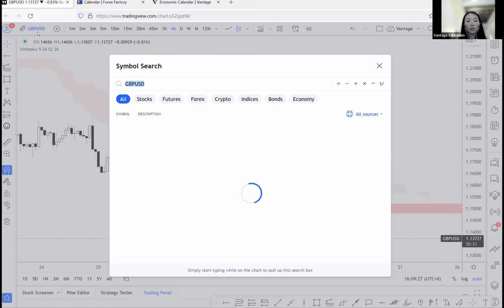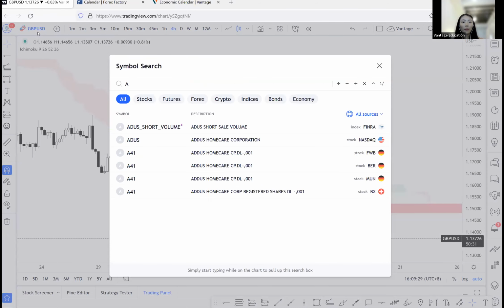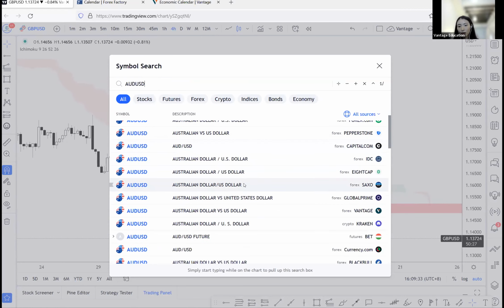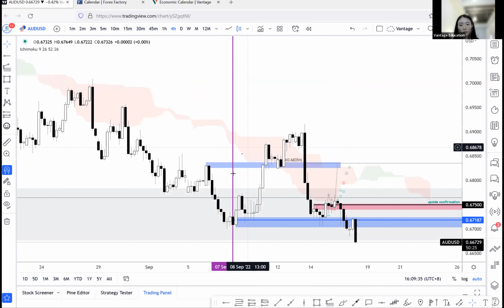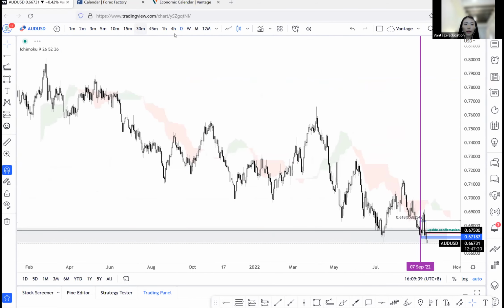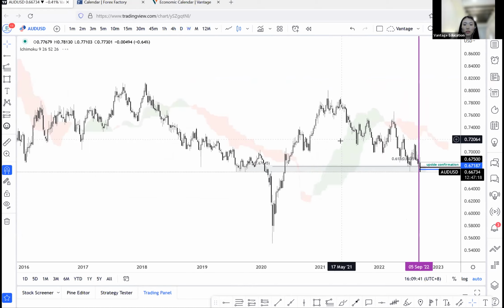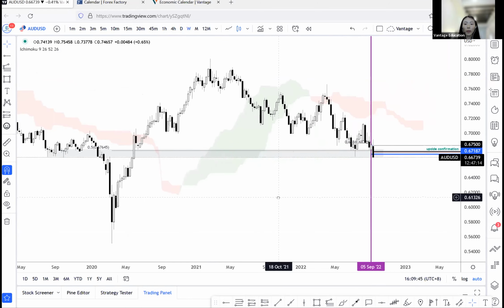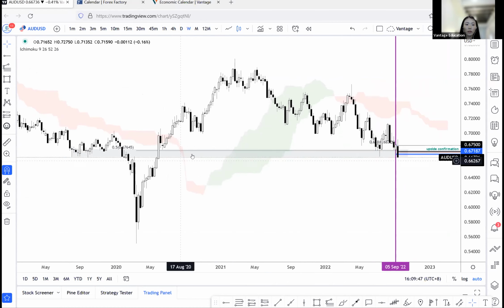Okay, let's take a look at Aussie dollar. This is the setup on Aussie dollar. On the higher time frame first, price wicked above it. In this region, on the weekly time frame, price is sitting on this support and resistance area. You can see here price coming in to test this region.